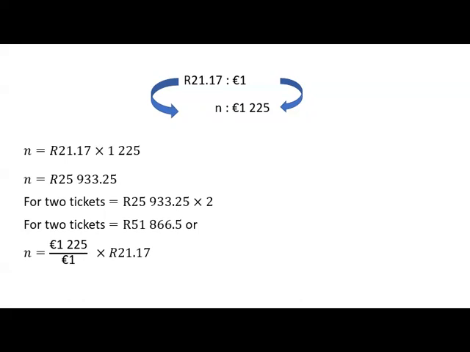Or you can simply use this one where you take the ratio, you divide by the corresponding ratio and times it by the other ratio, which is 21.17. It'll give you one person's ticket, which is 25,933.25. Times that by 2, it'll give you 51,866.5.